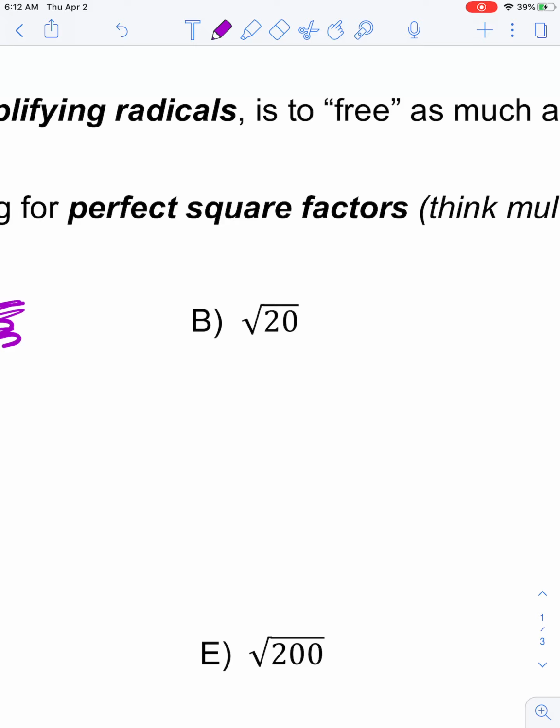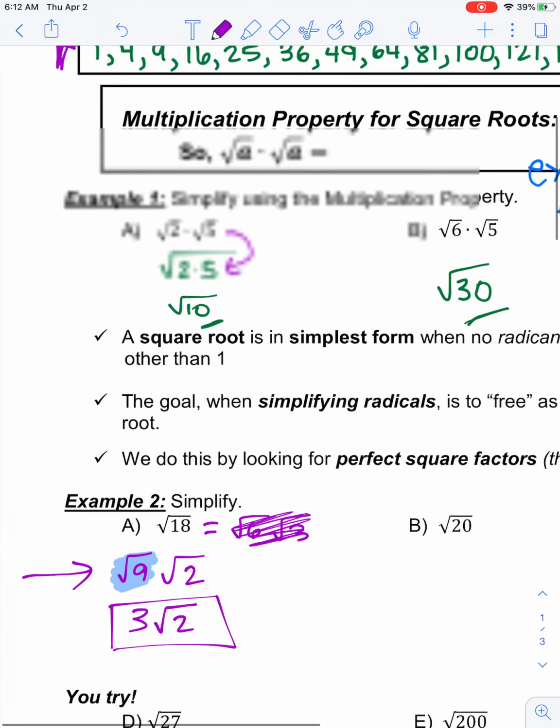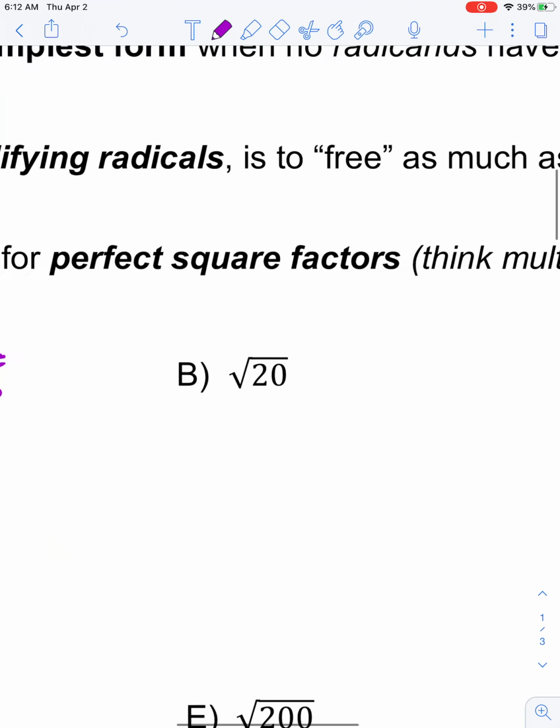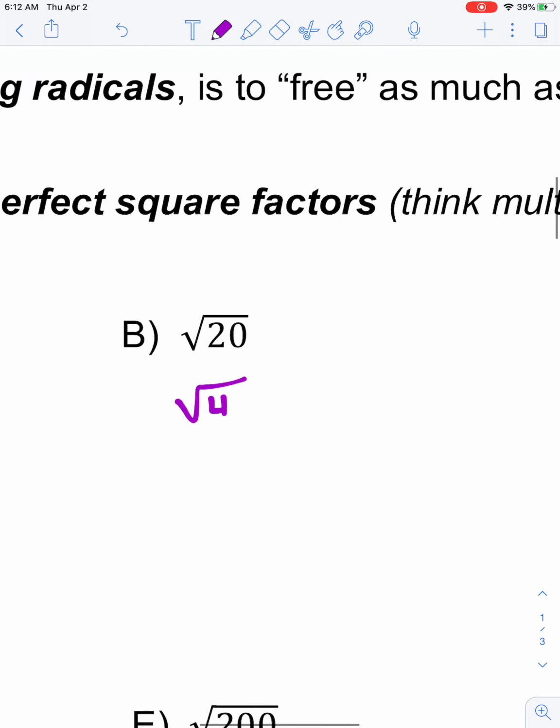Now 20 can be 1 times 20, 2 times 10, 4 times 5. But what number can it divide by on my list above? 4. So I can break it up, root 4, root 5, and root 4 becomes a 2, root 5.